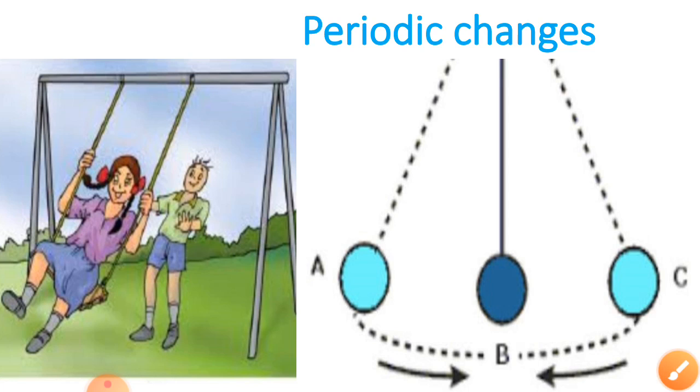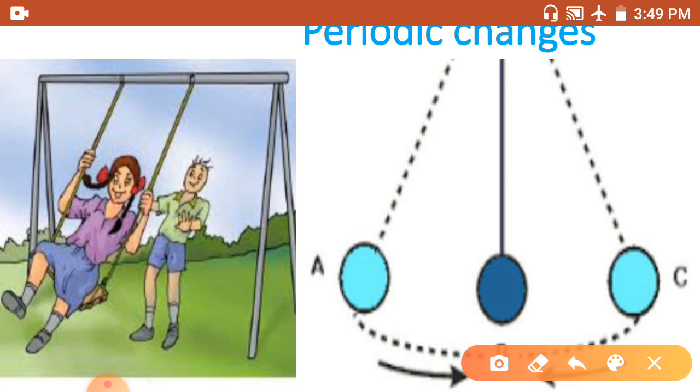For example, you can see here this girl is on a swing, right? She takes the same time from here to here and back again to here. So her place will change after one period, right?